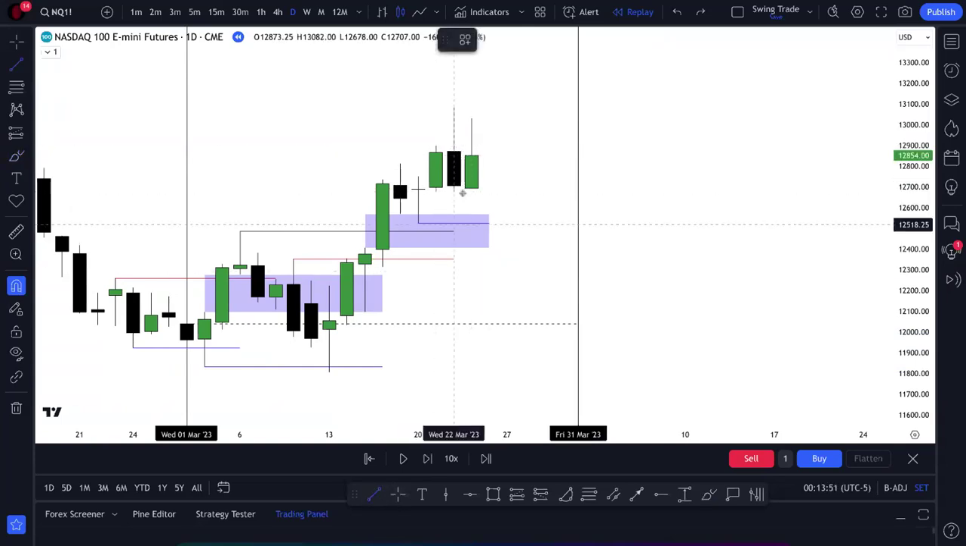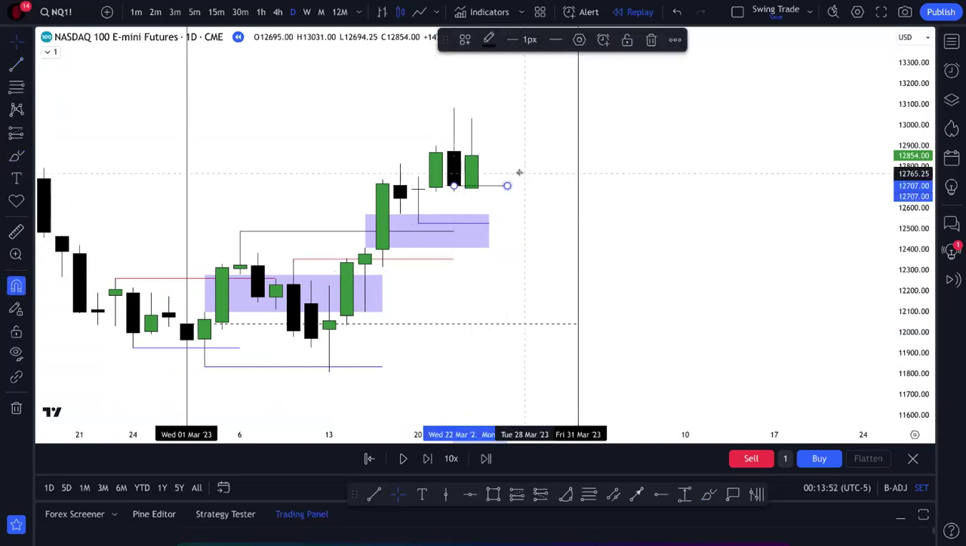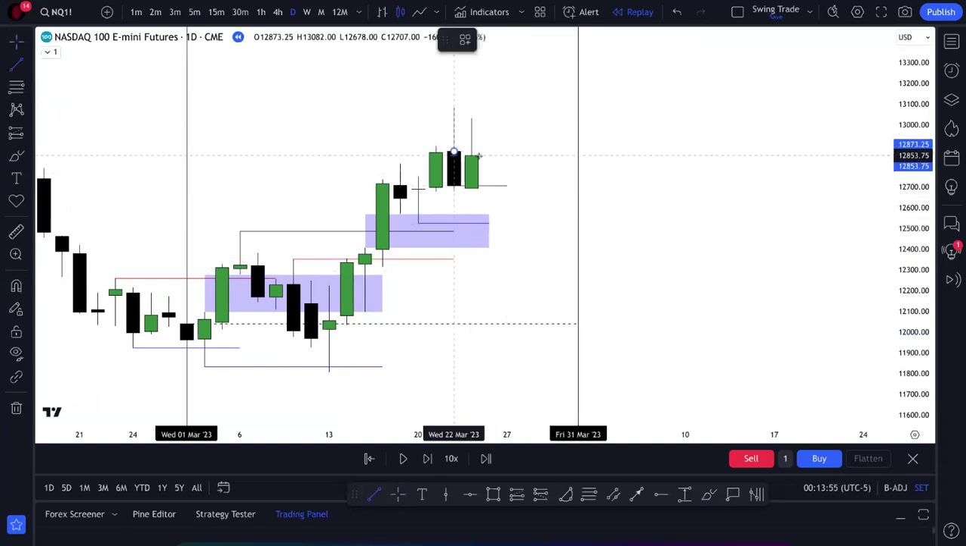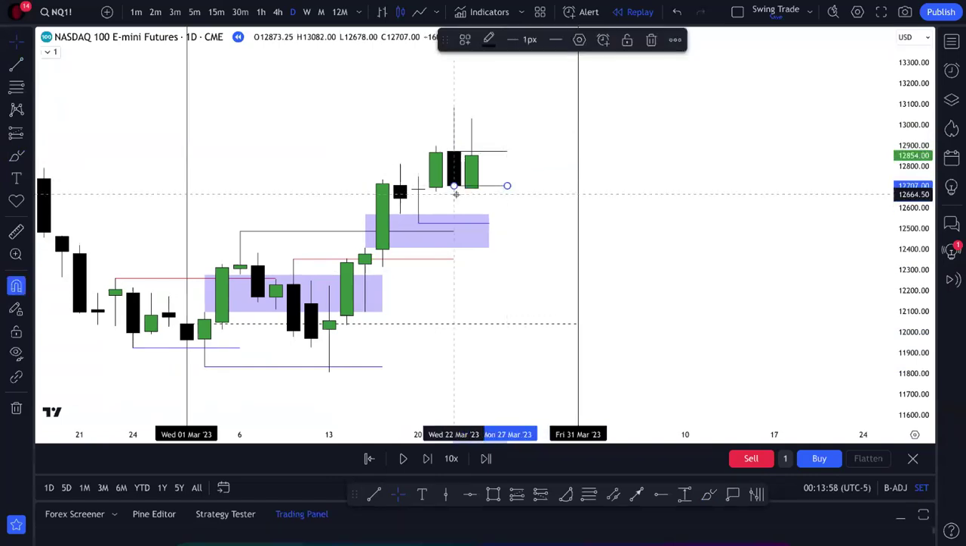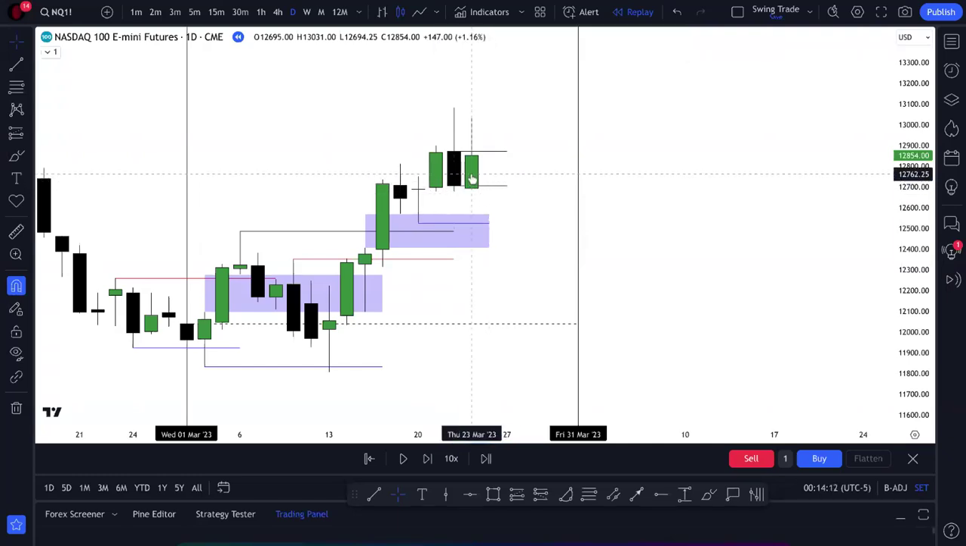Where would you buy? People ask me all the time, where would you buy? If I'm doing it from a daily time frame as a swing trader, this is what I would do. I would put a buy limit order at the close of that down candle here. I'm buying on weakness. Or I would place a buy stop order here, buying on strength.